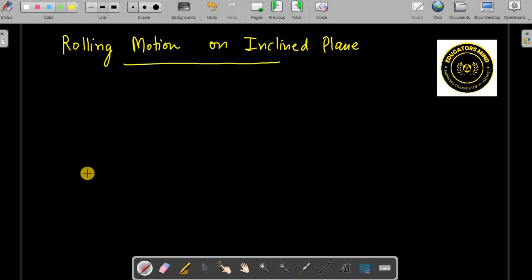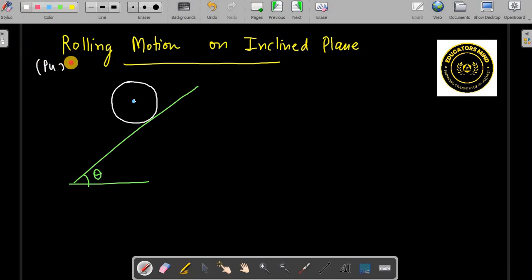So let us take that there is an inclined plane and the angle of inclination is theta, and let us consider that there is a round object. This is a body, and we can see what are the forces acting on pure rolling. We are considering pure rolling. When we are saying rolling here, that means pure rolling.